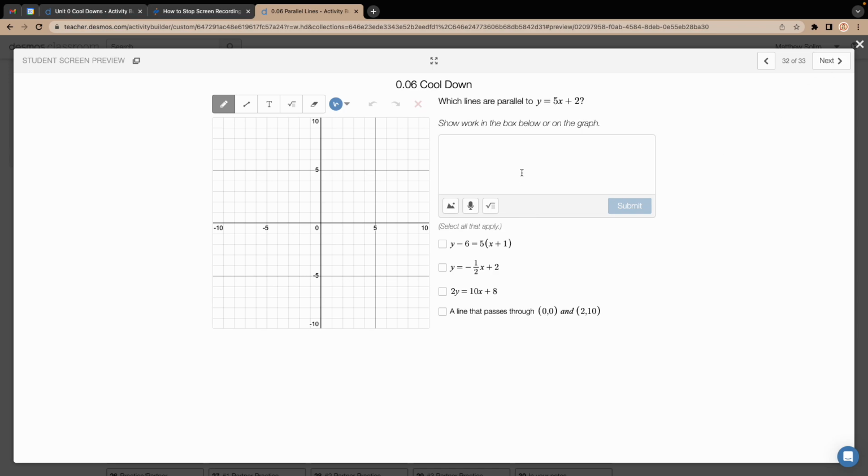Let me just skip ahead. Which lines are parallel to 5x plus 2? It might help to start by graphing. Here's positive 2, up 1, 2, 3, 4, 5 over 1. So there's the line. We want to see which lines would be parallel.